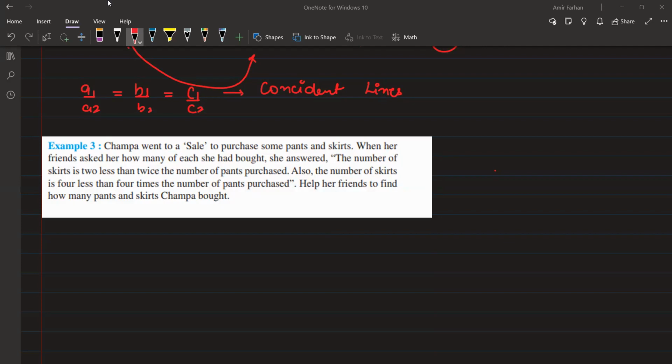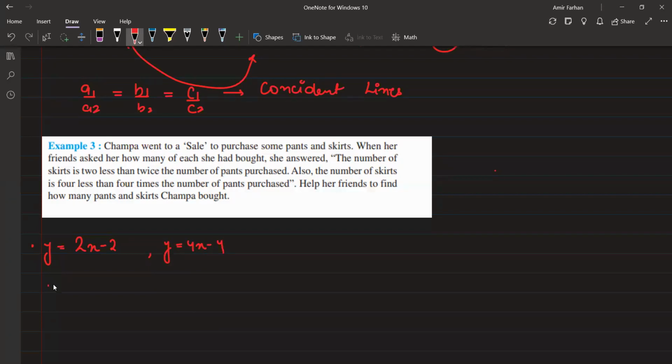You just have to first form the equation and then compare the ratios. Hiba has got the first equation, y is equal to 2x minus 2. What is the second equation? y is equal to 4x minus 4.